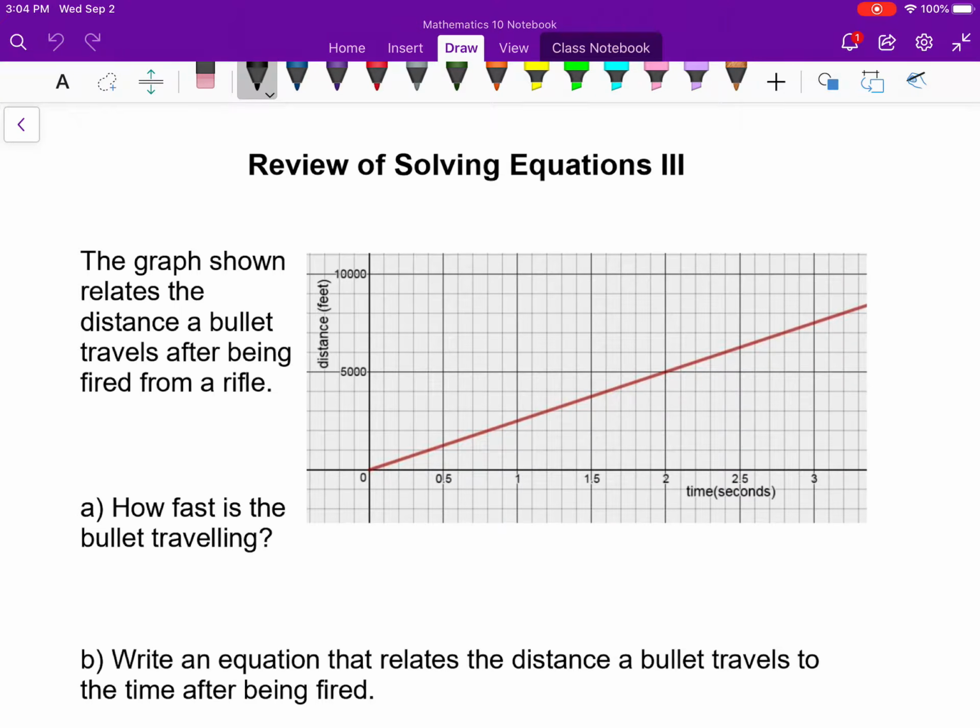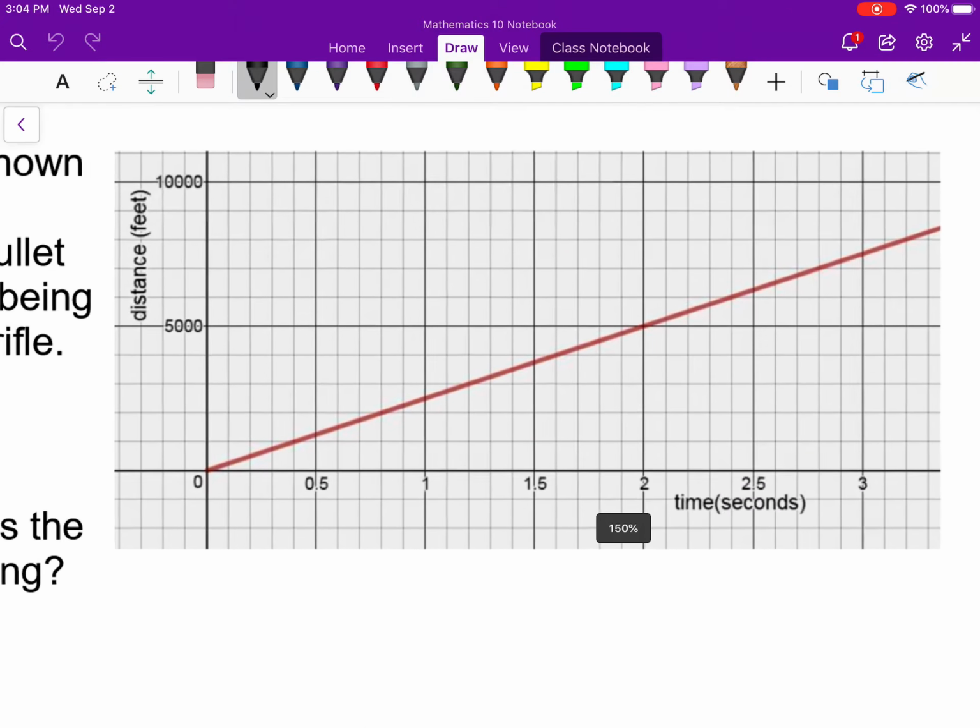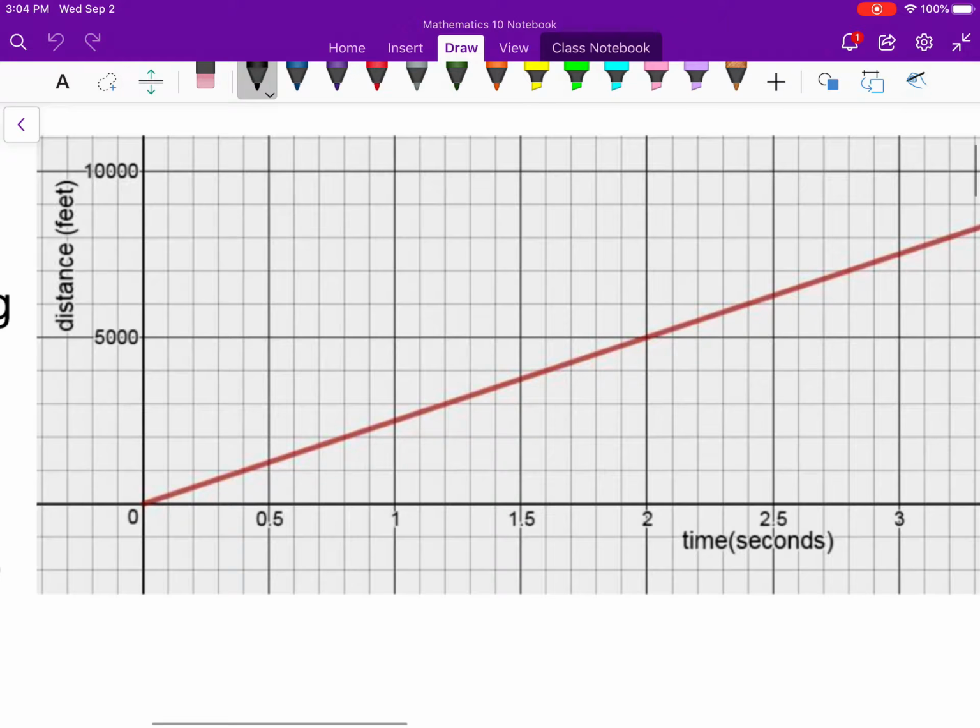All right, so my first question is, how fast is a bullet traveling? Well, to find how fast it's traveling, I need to essentially look at this line and pick any 2 points on this line. A good point to pick is the start, 0, 0. But I pick some other point. I just need to find some place where I feel pretty confident I know the coordinates. And I'm going to pick this point right there.